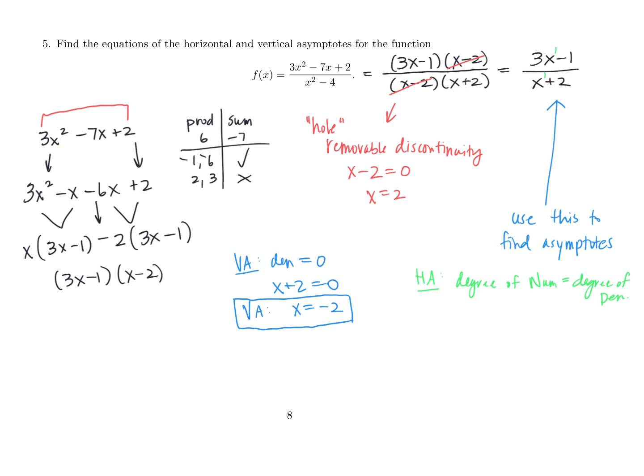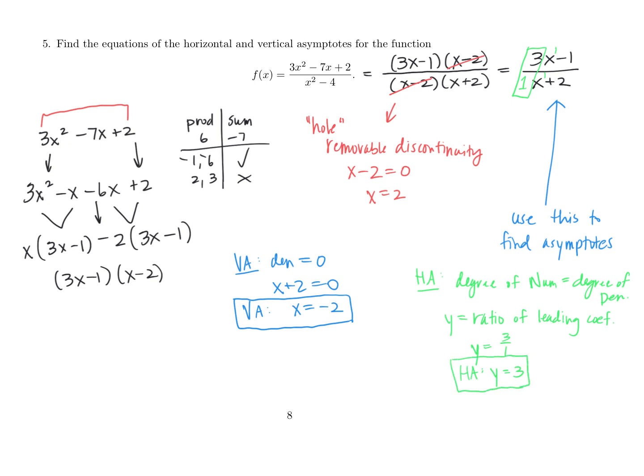So if the degrees match, your horizontal asymptote is always going to be y equals the ratio of leading coefficients. So you have to look at the leading coefficient on the top and the leading coefficient on the bottom. The coefficient is the number in front of the leading term. On the top, the coefficient is 3. On the bottom, there's not one written, so it's understood to be a 1. So y equals 3 over 1, or we reduce that, and we get y equals 3. That is our horizontal asymptote.